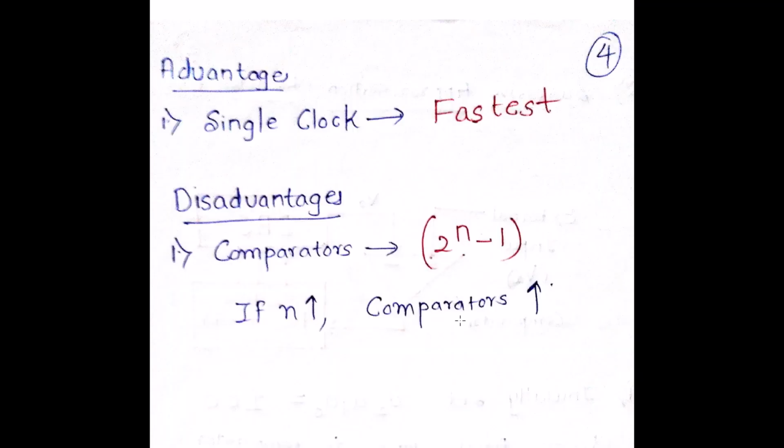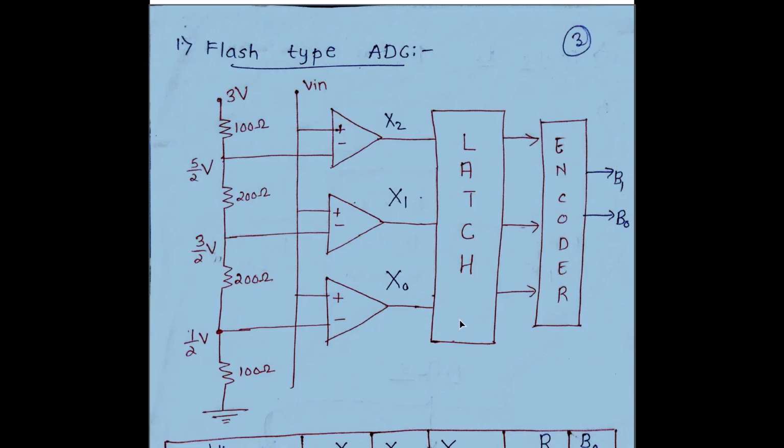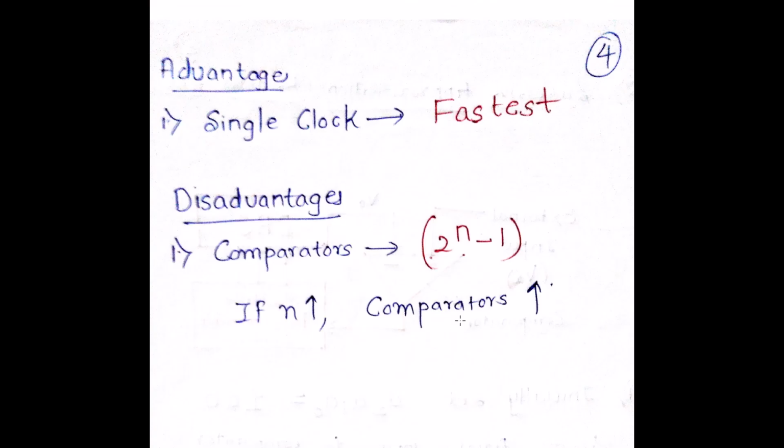Now what are the advantages? If you see, just at the single clock pulse, whatever be the input, my output will be produced. Hence it's a very fast kind of ADC.